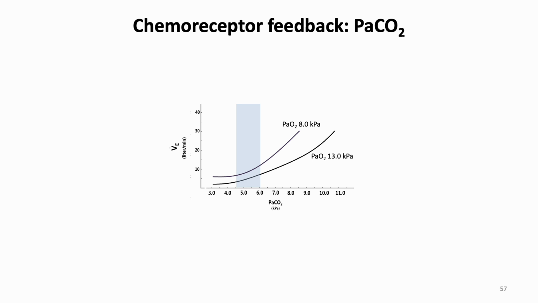If there's another concurrent input to the peripheral chemoreceptors, such as a reduction in PaO2, the response to CO2 is enforced. So at a lower PaO2, a given change in PaCO2 will cause a greater change in breathing. So there's physiological interaction at play here.